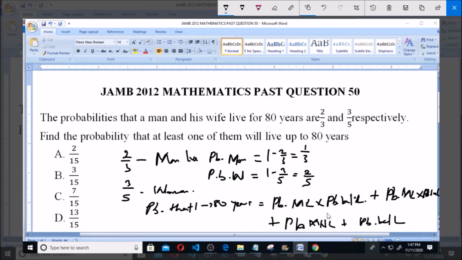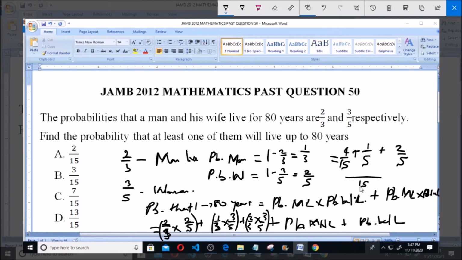Now this is equal to 2/3 multiplied by 3/5, plus 1/3 multiplied by 3/5, plus 2/3 multiplied by 2/5. Now 2/3 multiplied by 3/5 will give us 2/5, 1/3 multiplied by 3/5 will give us 1/5, because we cancel the 3, and 2/3 multiplied by 2/5 will give us 4/15. And the LCM here is 15.